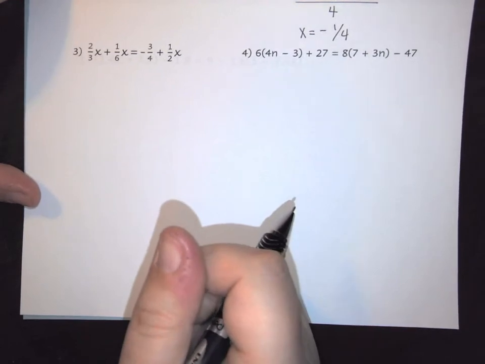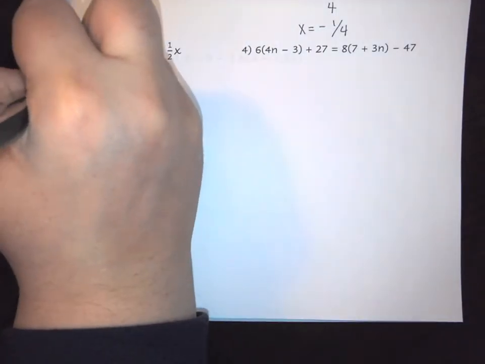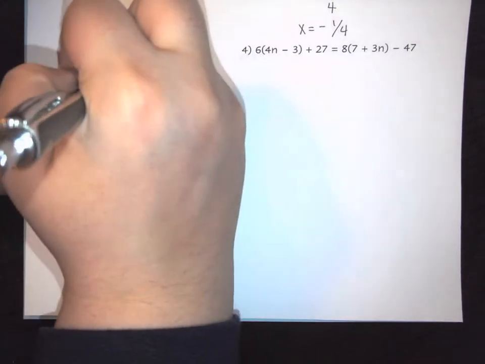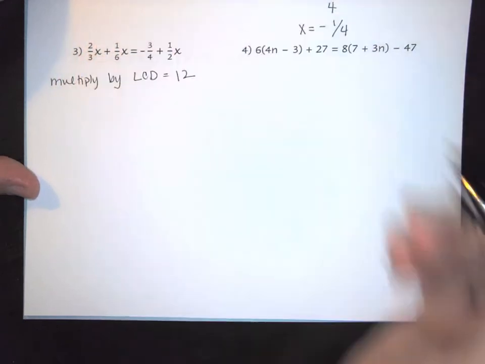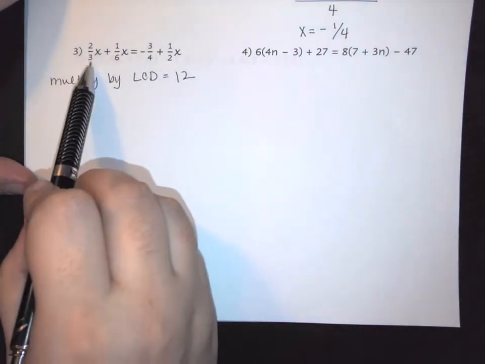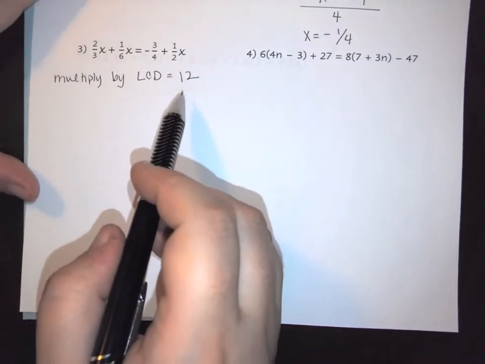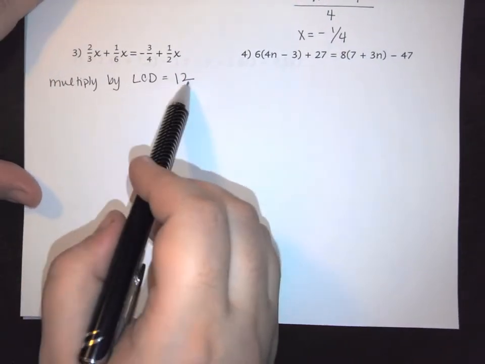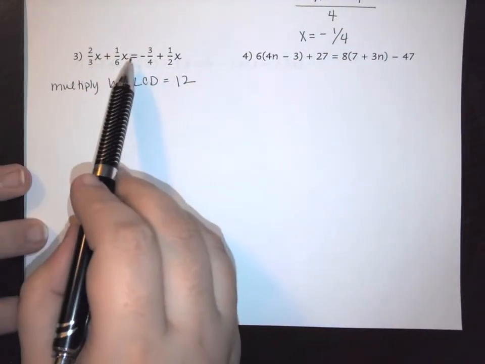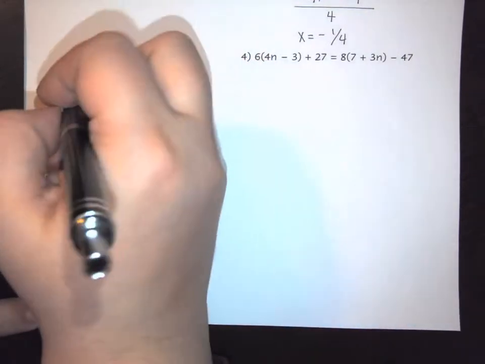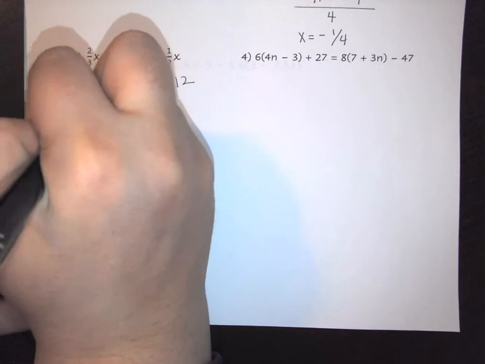Fractions do the same thing. The only difference is that here, the first thing we're going to do is multiply by your LCD, which in this case happens to be 12. The reason I know that is because 3, 6, 4, 2 all go into 12. So with your LCD, you're finding the smallest value that all of them work with. Because of this equal sign, I am going to take my 12 and multiply my entire equation.